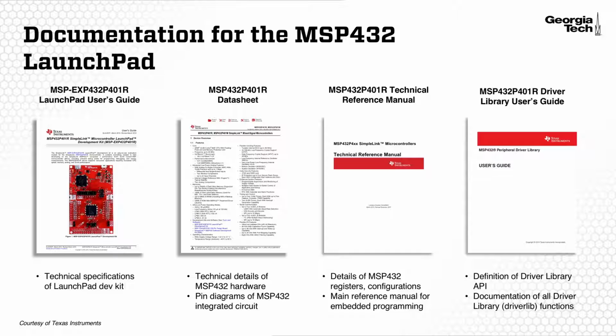Second from the left is the MSP432 datasheet. This datasheet provides technical details of the actual MSP432 chip itself, so the black integrated circuit. And this will show, for instance, the pin diagrams of the MSP432 and so on. Second from the right is the MSP432 Technical Reference Manual. This reference manual holds the details of the MSP432 registers, the configurations, and is the primary reference manual we'll use when programming, and there's a lot of information in it.